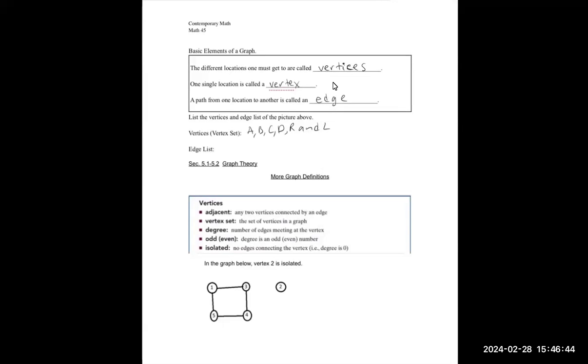So the next thing is to just introduce some more definitions. Adjacent. Especially we're talking about the vertices. Adjacent means any two vertices that are connected by an edge. It makes sense. There's a road between the two. So you could just get from one to the other in one single edge, or I call it a road.